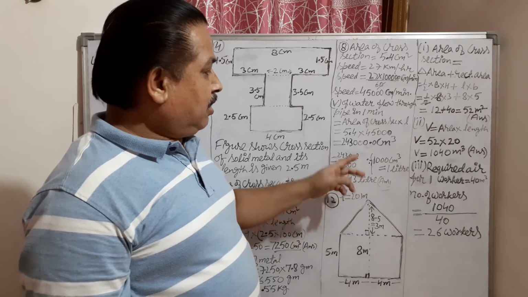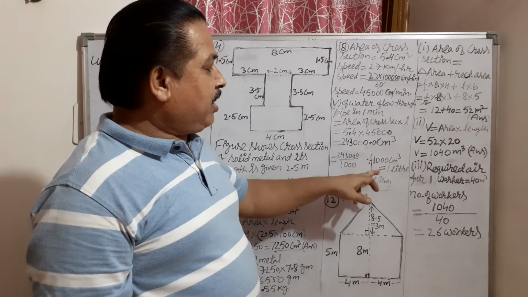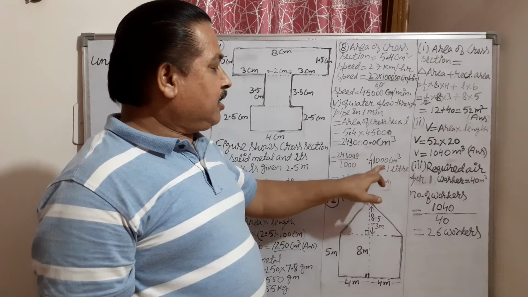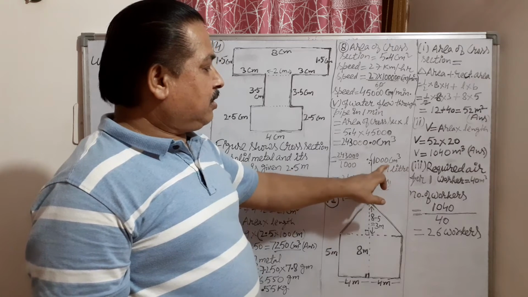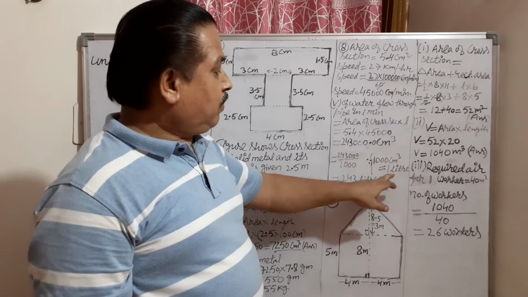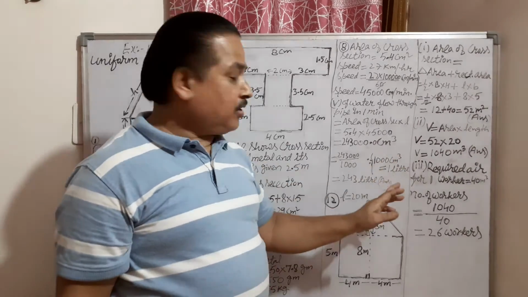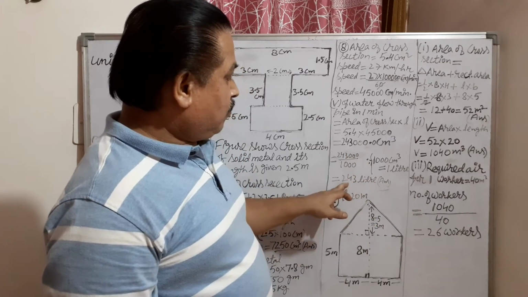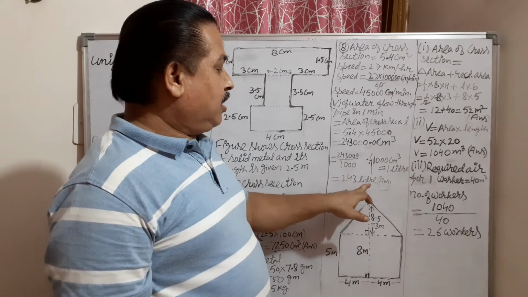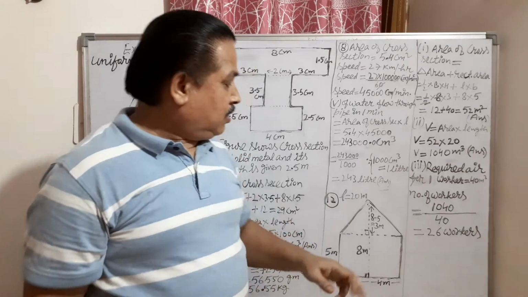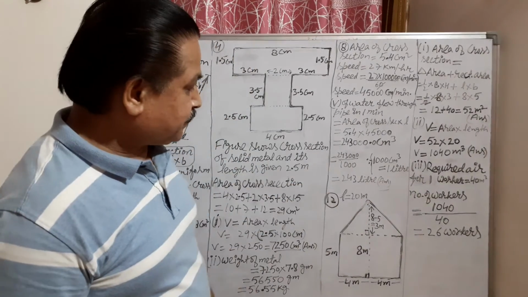Now they are asking answer in liters. So divide by 1000. You know 1 liter is equal to 1000 centimeter cube. So divide by 1000. So this will come 243 liters. Answer. So this is in liters.